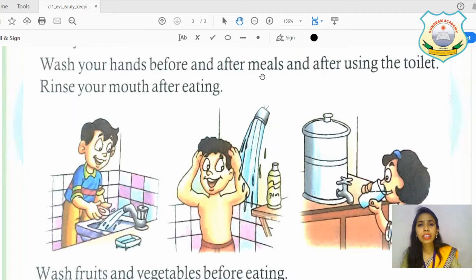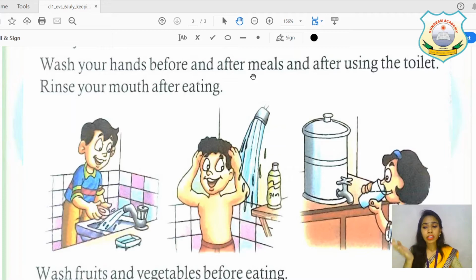Throughout the day, children, we touch so many different surfaces, isn't it? Sometimes we are touching the railing, sometimes some table surface, sometimes the television, sometimes a mobile phone. And then what happens? The surface which carries dirt or different kinds of bacteria, when we touch it, it comes into our hand.